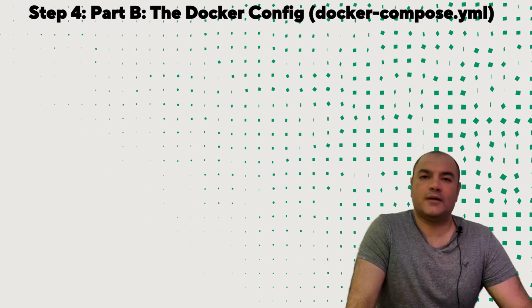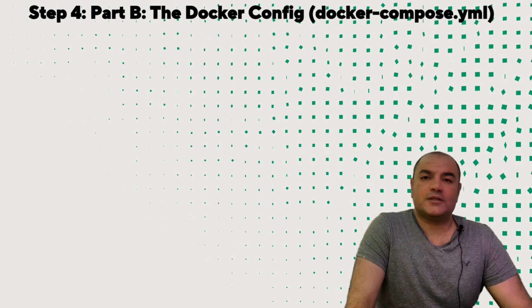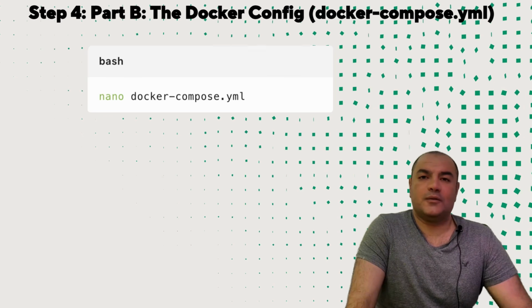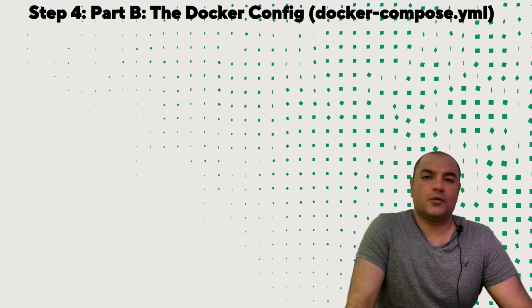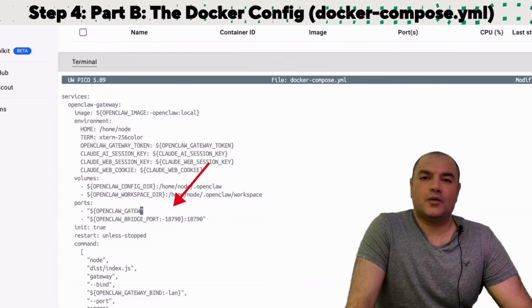Now we lock down the container privileges. Open the compose file using the nano text editor by typing this into the terminal: nano docker-compose.yml. Task 1. We lock down the ports first. Scroll to the ports section using your arrow keys. We need to force both the gateway 18789 and the browser control 18790 services to listen only on localhost. This prevents anyone else on the LAN from connecting.